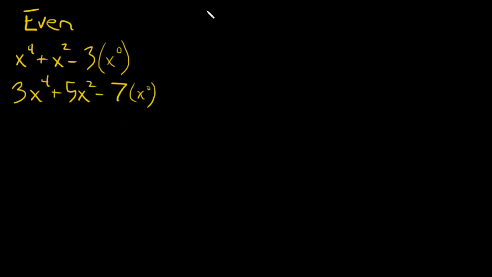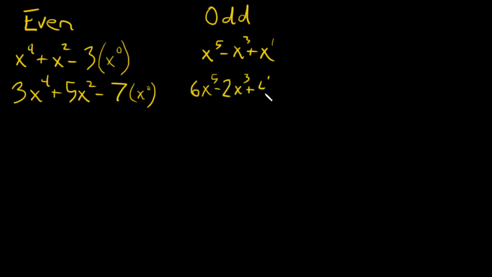Okay? Odd. Well, same thing with an odd. x to the 5th minus x cubed plus x. That x by itself has an exponent of 1, and so every term is odd, so the whole function is odd. That includes if I have even coefficients in front of it: 6x to the 5th minus 2x cubed plus 4x. Every exponent, which is all you care about, is odd. Therefore, this function is odd.